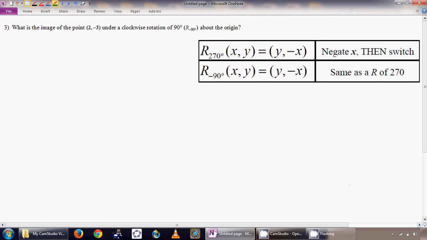So what is the image of the point? And I'm just going to call this point arbitrarily, I'm going to call it A. So 2 comma negative 3. Under a clockwise rotation. Now since we're educated, 90 degrees, we know that's a negative 90 degree rotation of A. And that should be my subscript, negative 90 degree rotation of A.